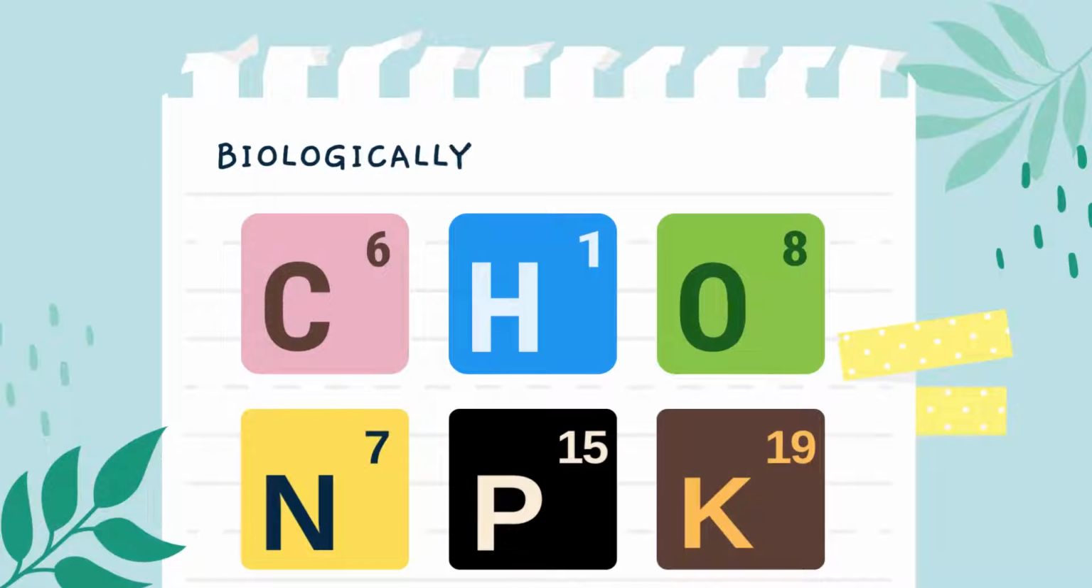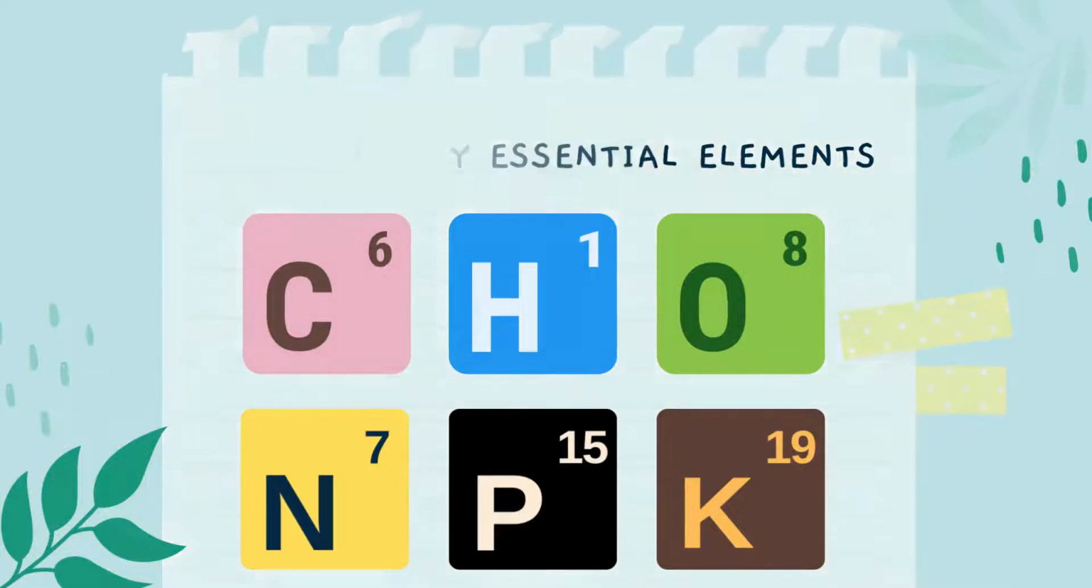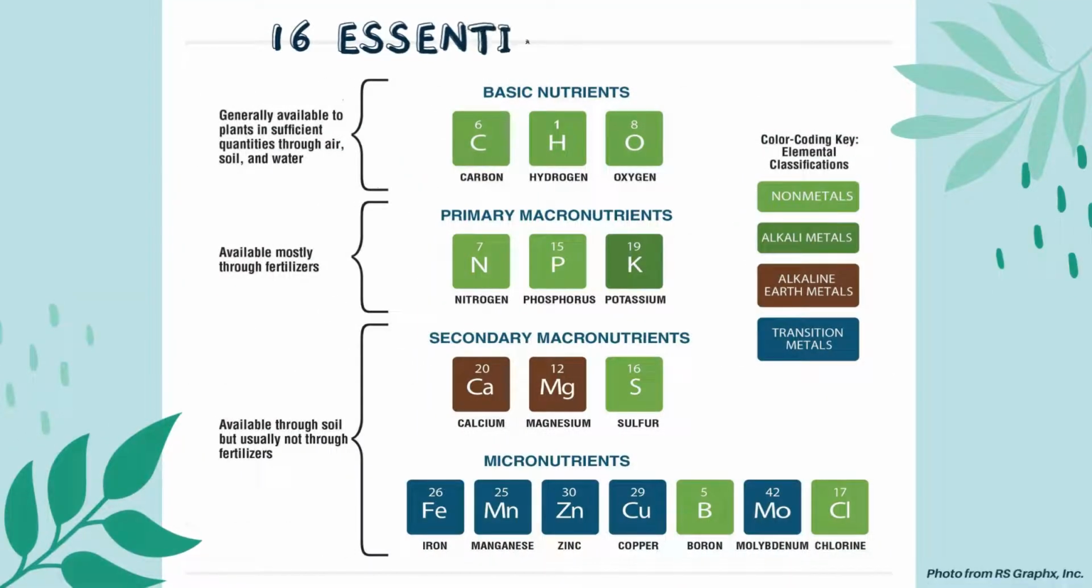There are 6 biologically essential elements without which no cellular components can be formed. This includes carbon, hydrogen, oxygen, nitrogen, phosphorus, and potassium. Plants require 16 essential elements for growth that are grouped according to the relative amount of each that plants need.